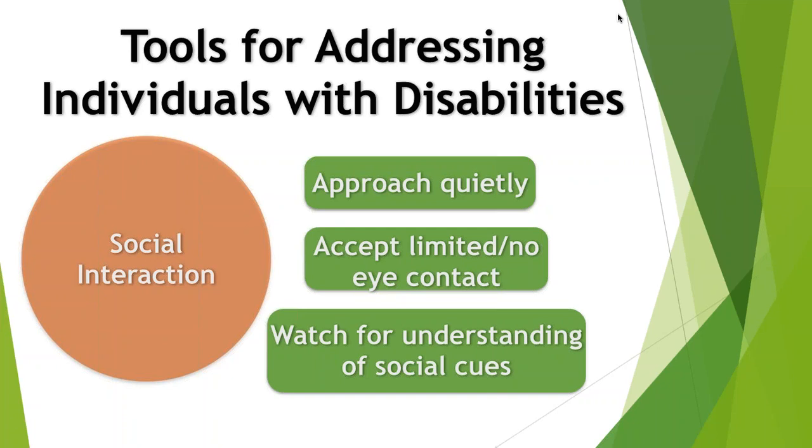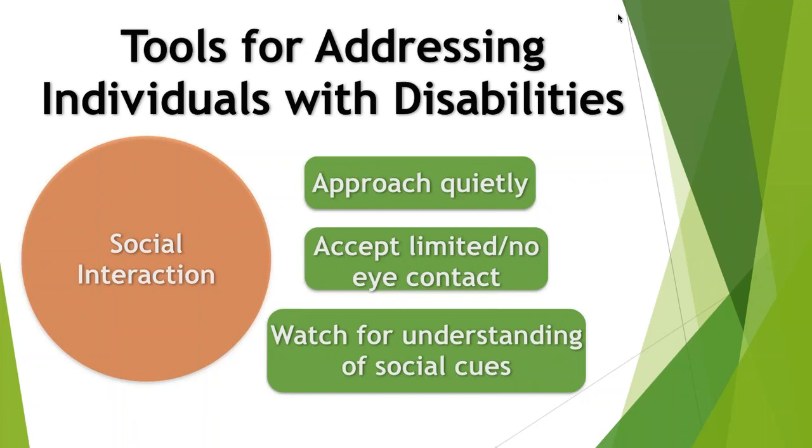Some people need more personal space. Some people with autism need less personal space. Again, that's that varying level of where their social interaction skills are. So we have to read the cues that the individual is providing us based on the reactions that they're having to what we do. So approaching quietly, accepting that they may not give us eye contact, we can continue to communicate, knowing that they may be taking in the information even though they're not looking at us.